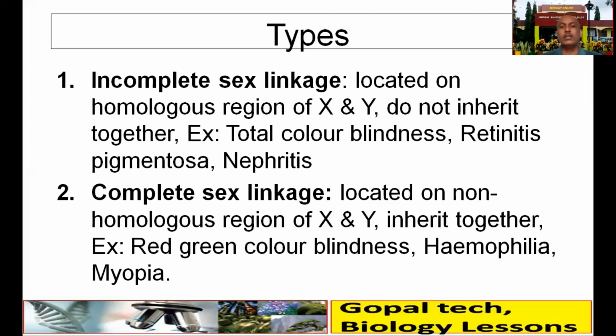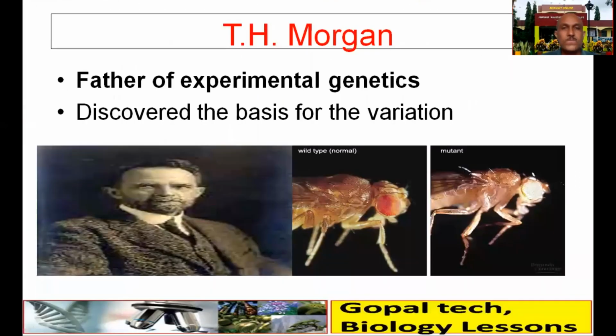कंप्लीट सेक्स लिंकेज लोकेटेड ऑन नॉन होमोलॉगस रीजन. सी ऊपर क्या है, होमोलॉगस, अभी इधर क्या है, नॉन होमोलॉगस रीजन ऑफ द एक्स एंड वाई. और ये इनहेरिट टुगेदर, ऊपर वाले डू नॉट इनहेरिट टुगेदर, ये डिफरेंस है. बेस्ट एग्जांपल देखो, ऊपर है टोटल कलर ब्लाइंडनेस, इधर रेड ग्रीन कलर ब्लाइंडनेस. सम पीपल्स कैन नॉट रिकॉग्नाइज कौन सा रेड है कौन सा ग्रीन कलर है. या हीमोफीलिया या मायोपिया, you studied in your physics class.